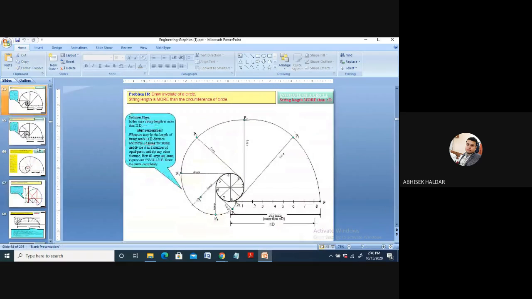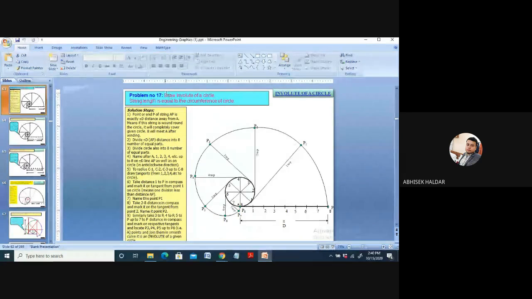Here I will explain how to draw this, but for example, there are three cases, as I told you, in the involute question. In the cycloid, epicycloid or hypocycloid problems, it will not be mentioned to draw the epicycloid or hypocycloid, but in the involute, in most of the problems it may be mentioned: draw the involute of a circle.